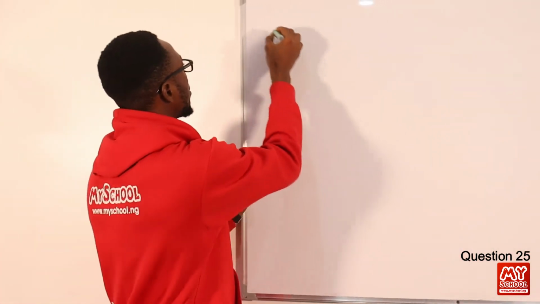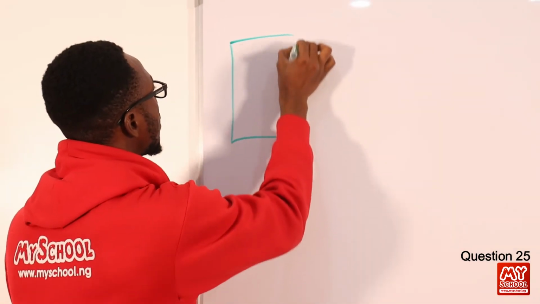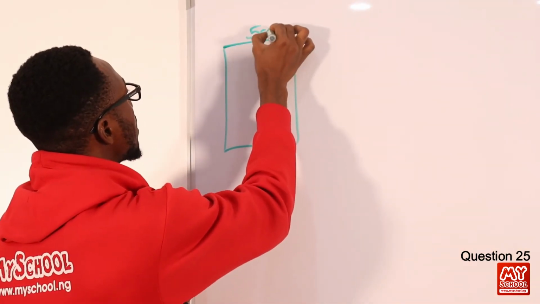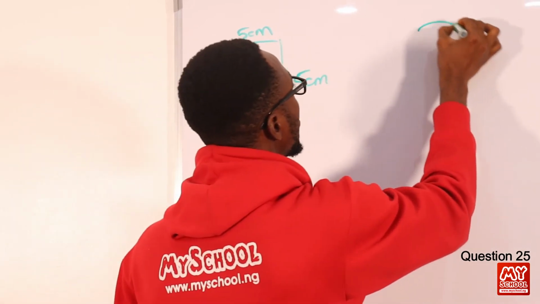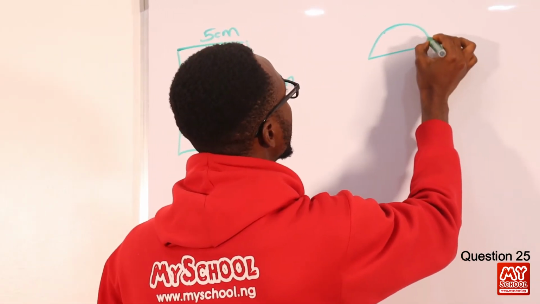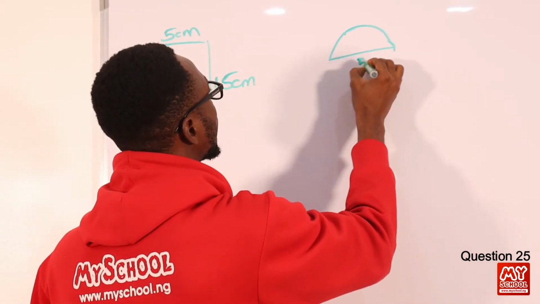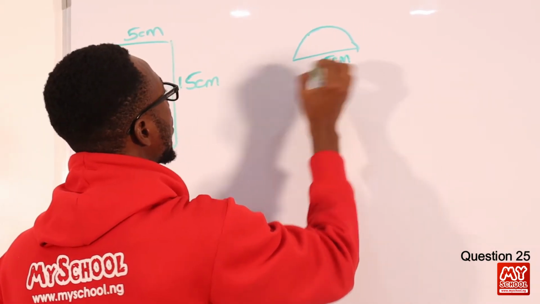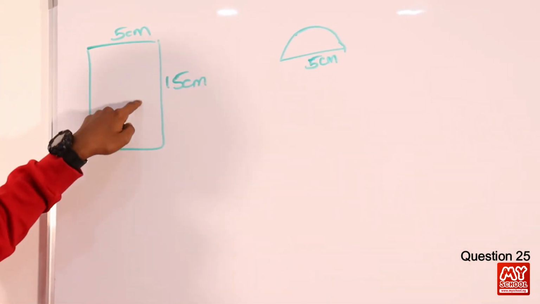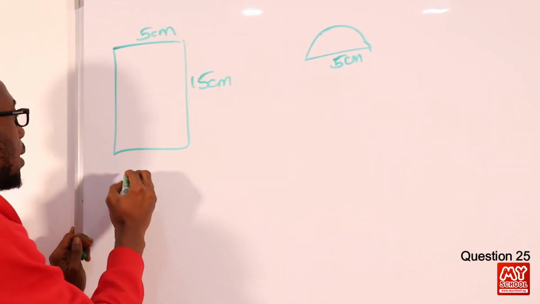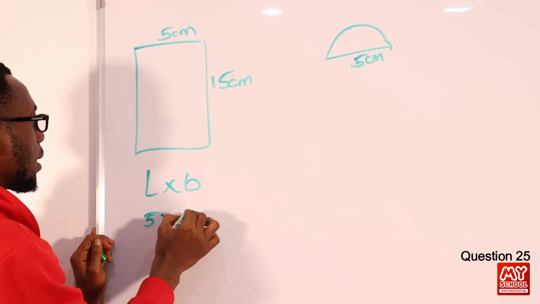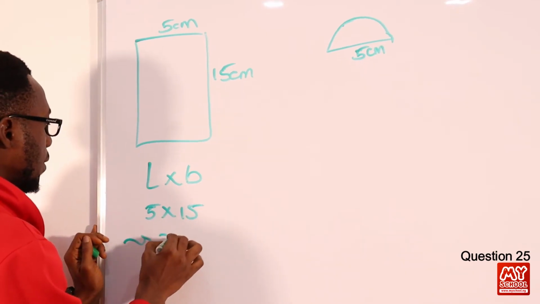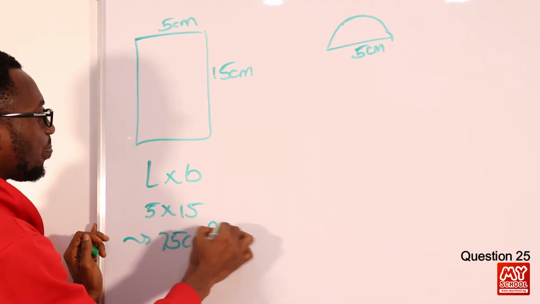Okay, so for the rectangle, I have something like this. I have 5 centimeters, then I have 15. Then the semicircle, all right, this looks somewhat funny, 5 centimeters. Right, okay, so the area of a rectangle is length times breadth. So that's basically 5 times 15, and that amounts to 75 centimeters squared.